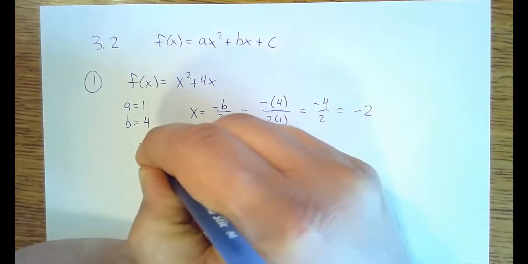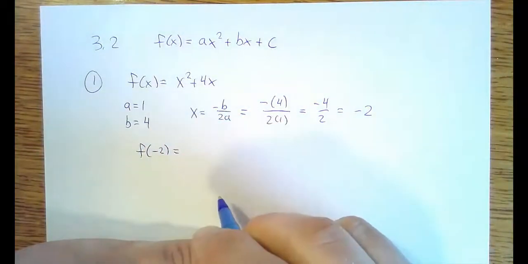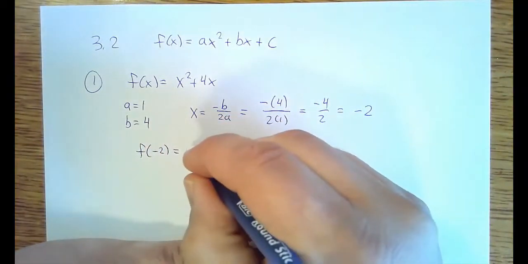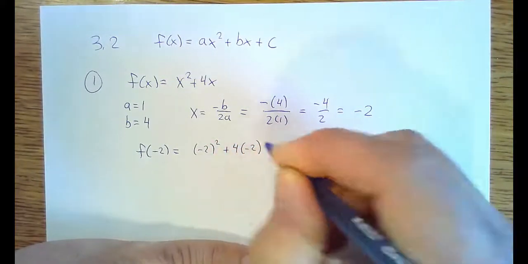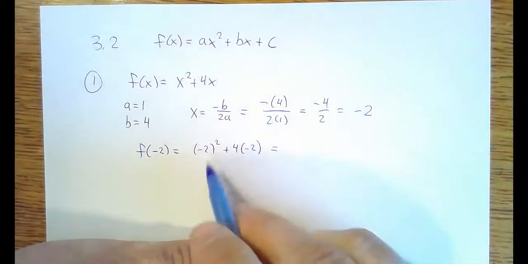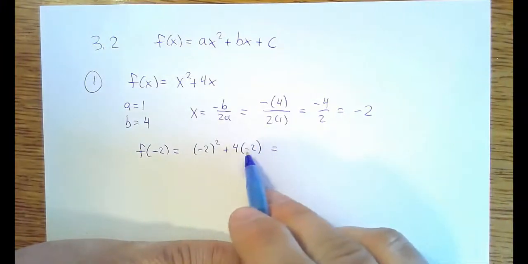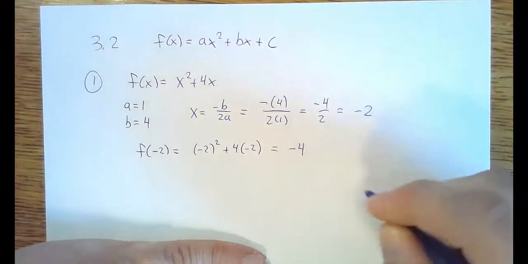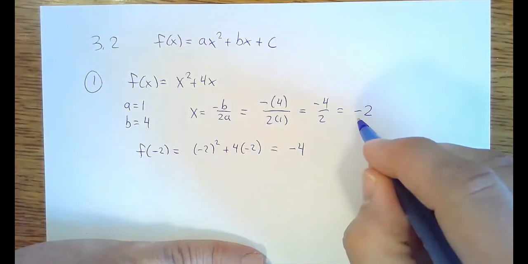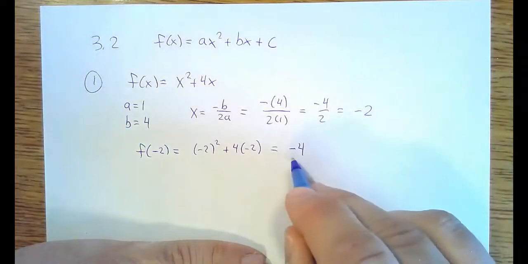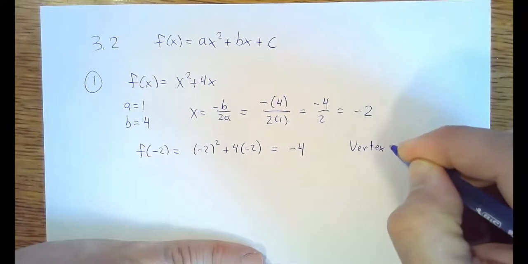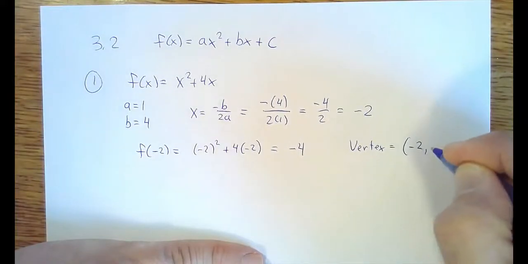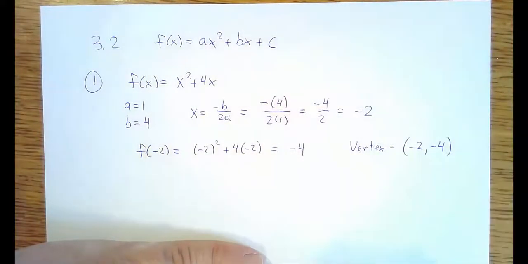To find the y coordinate, we plug in negative 2 into the function, and we get negative 2 squared plus 4 times negative 2, which equals 4 minus 8, which is negative 4. So the x coordinate of the vertex is negative 2, the y coordinate is negative 4. So when written in coordinate form, it looks like negative 2 comma negative 4.